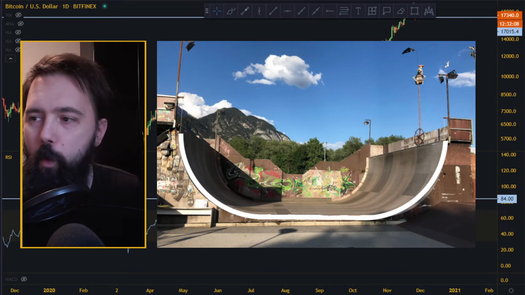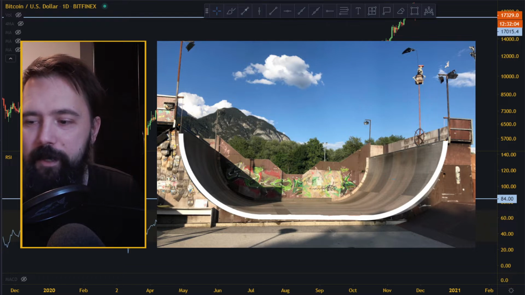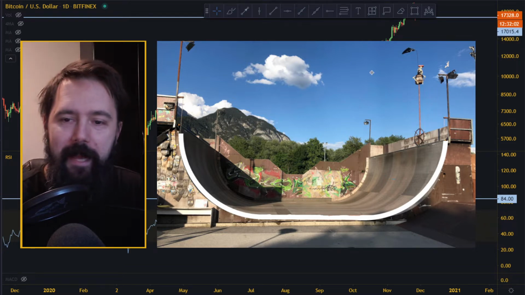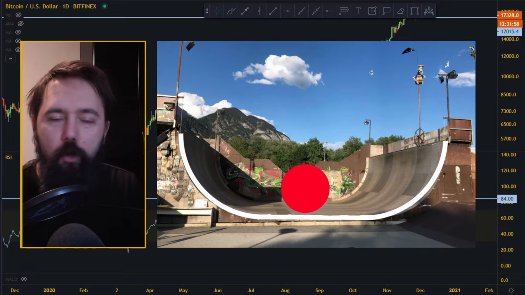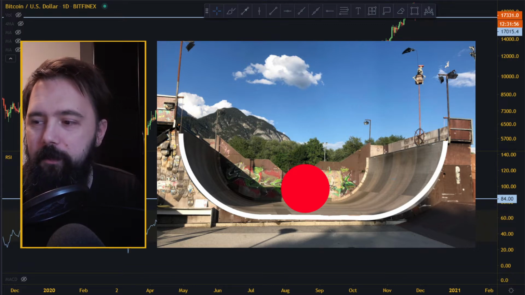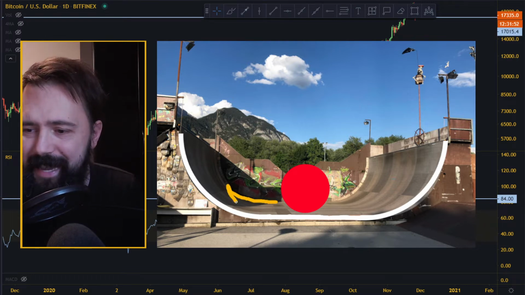So in today's video, we're going to talk about half pipe and skateboard. Now imagine you are on this half pipe and there's a big red ball on that half pipe. Okay, now you have to push the ball up to the top of the half pipe. What do you do? Well, you kind of push it, but it goes back.